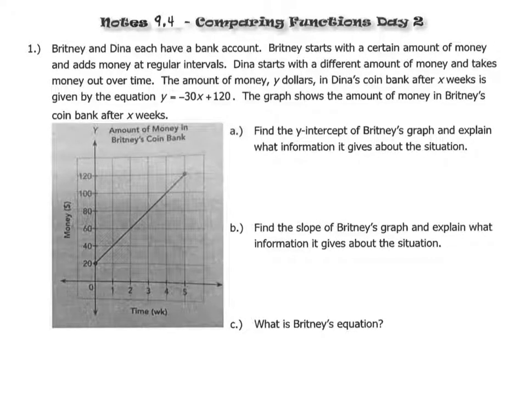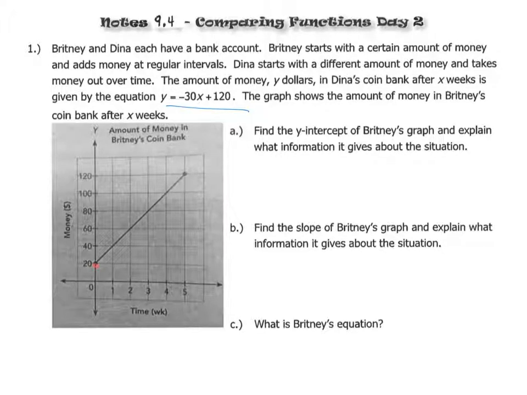So Brittany and Dina, or Dinah, let's call it Dina, each have a bank account. Brittany starts with a certain amount of money and adds money at regular intervals. Dina starts with a different amount of money and takes money out over time. The amount of money, Y dollars, in Dina's coin bank after X weeks is with this equation right here. The graph shows Brittany's. So it's asking us all about Brittany's first.